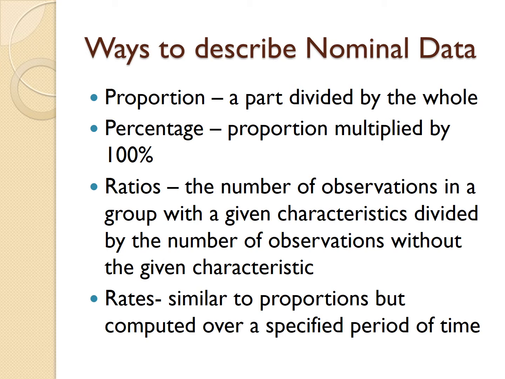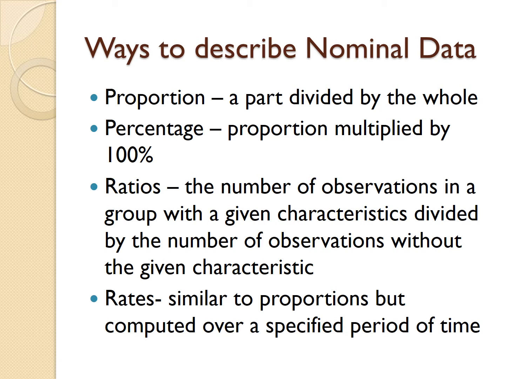Ratios are when the number of observations in a group with a given characteristic is divided by the number of observations without a given characteristic. Rates are very similar to proportions, but they are computed over a specified period of time.